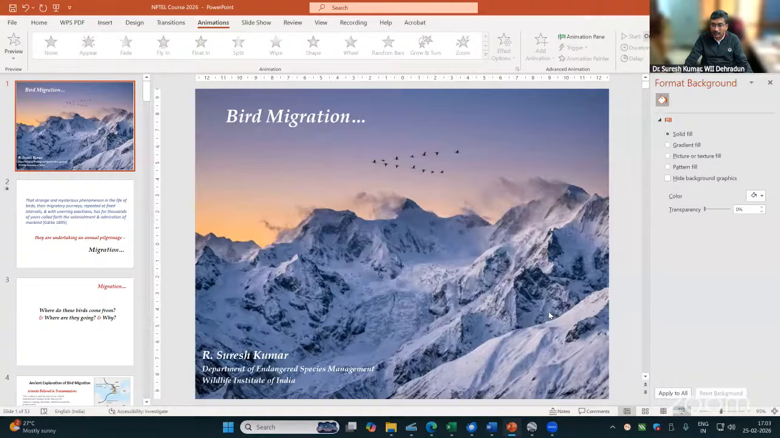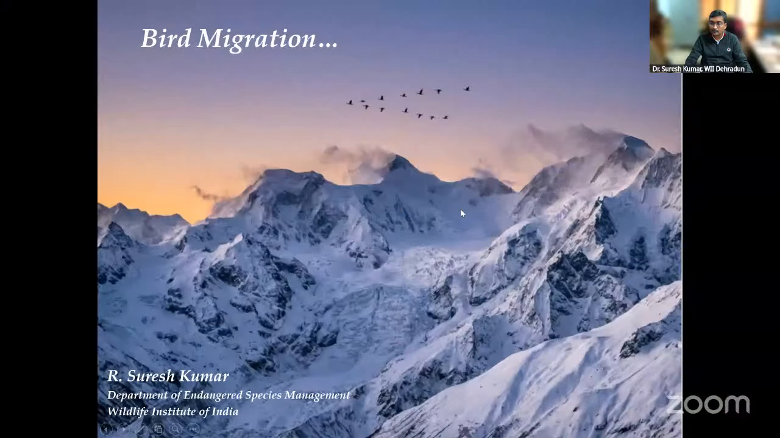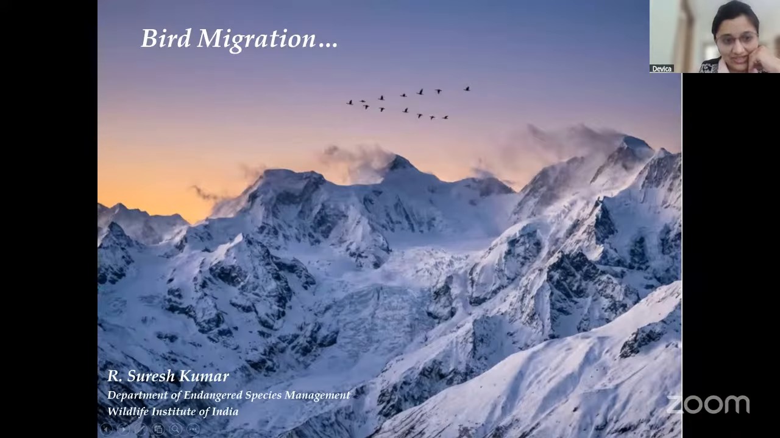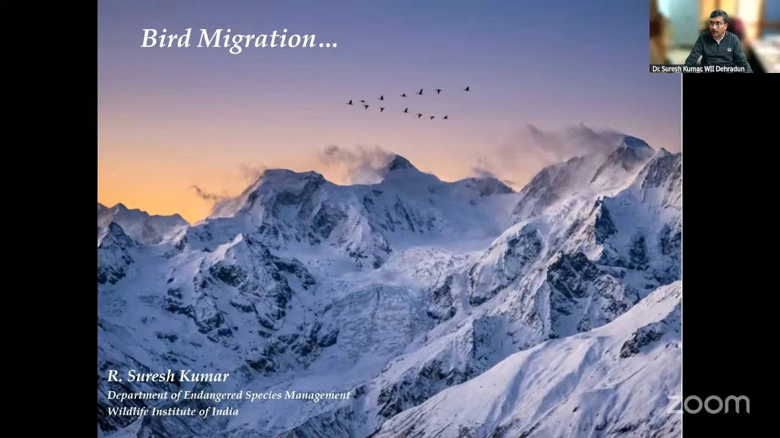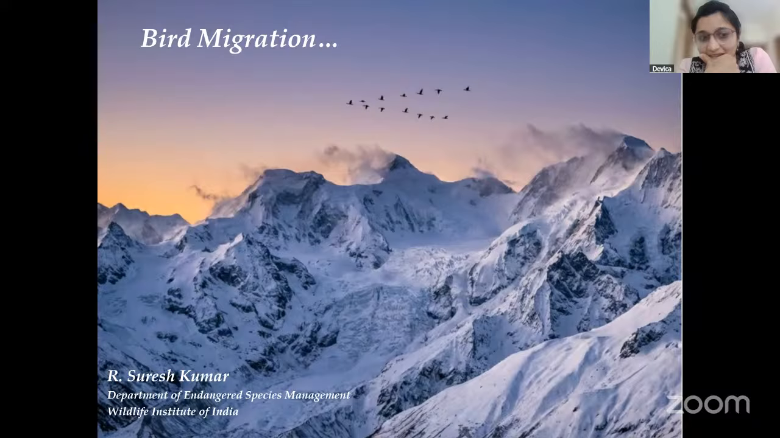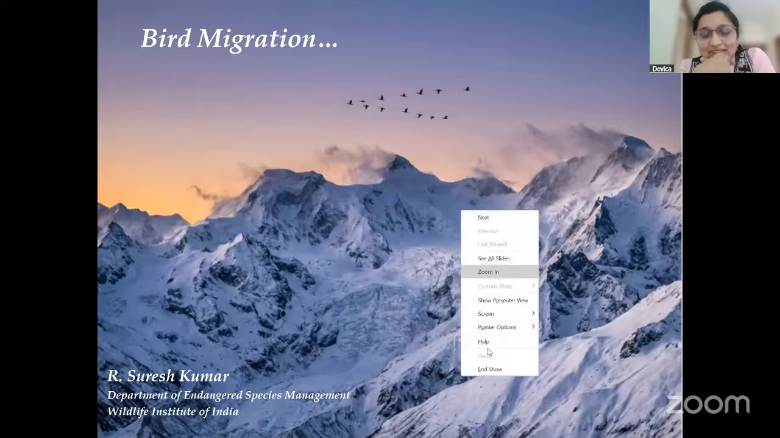Sharing screen. See it now? Yes, we can see your screen, but have you said share the entire screen or share one window? I've shared the entire screen, and right now it is on slideshow. Yeah, we can see your screen right now, but we'll be able to see everything that's going on your screen. That's the only thing.